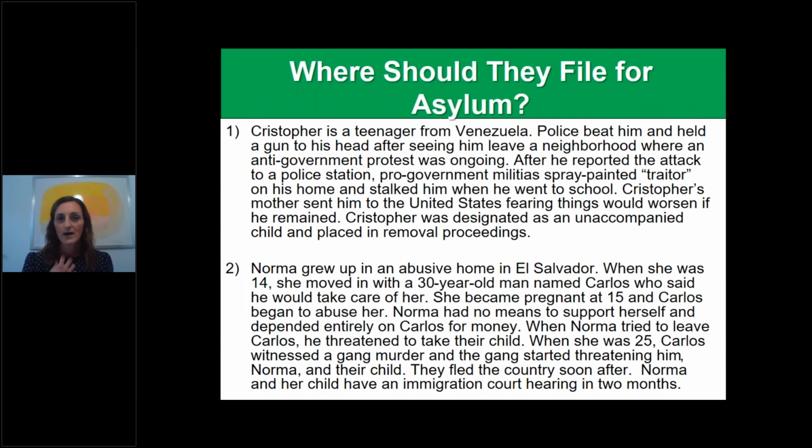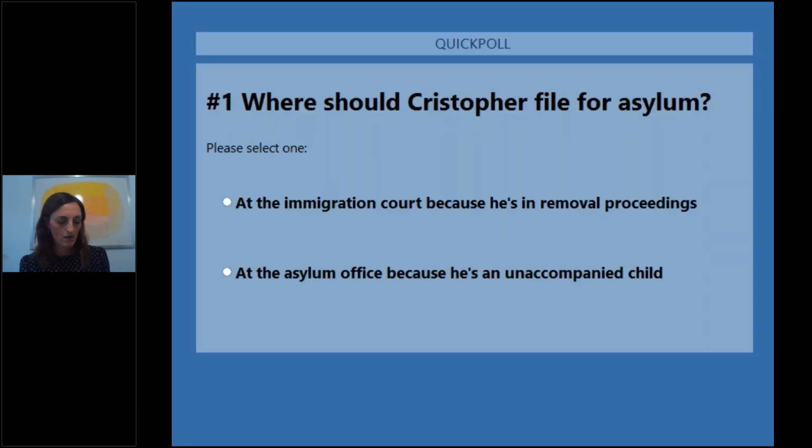So now we are going to have a little poll. We're meeting with our friends Christopher and Norma again, who we met on Monday. The question is, where should Christopher and Norma file for asylum? I will let you review these hypos again. Christopher is our teenager from Venezuela. He was designated an unaccompanied child and placed in removal proceedings when he first came to the US. And then we have Norma, a woman who is in immigration court proceedings with her children. After everyone has a minute to take a look at that.